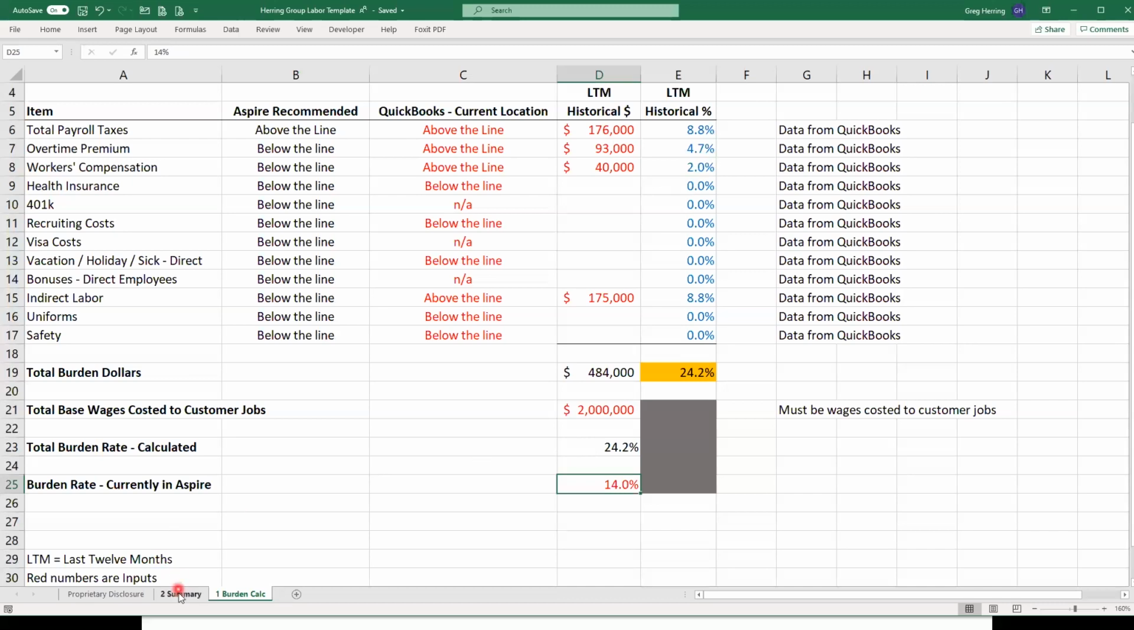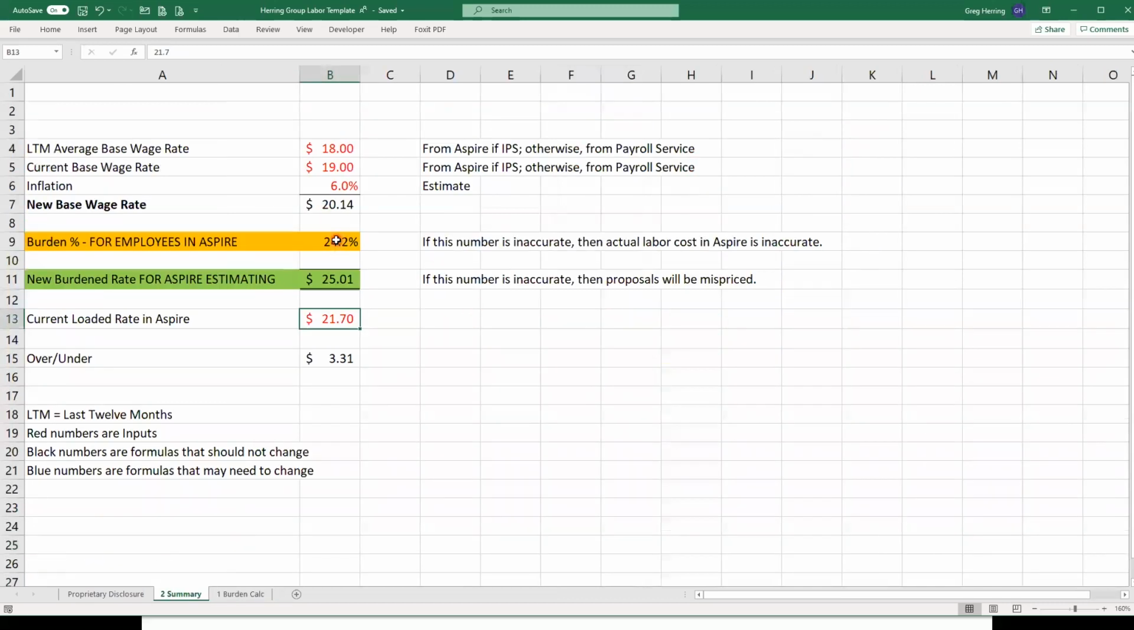So we go back to the summary, right? And that's our burden rate that gets entered into the employee record. This gets entered into the managed items. So if this number is wrong, then your proposals will be mispriced. If this number is wrong, then your burden rate may be wrong, and your actual labor cost in Aspire is going to be wrong, because the actual cost is the actual wages plus the assumed burden.